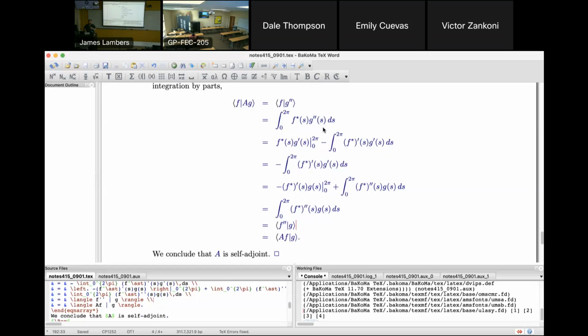So F conjugate is also periodic, even though you said it's only F and G that are periodic? Yeah, and the way you can see that is if you write F as its real part plus i times its imaginary part, the real and imaginary parts are each periodic. G prime isn't necessarily periodic. Actually, if you express it as a Fourier series, you find that the derivative with respect to x would not be periodic.